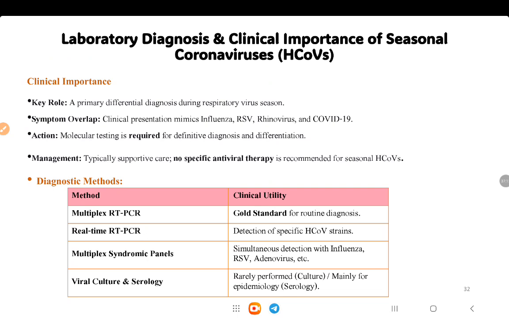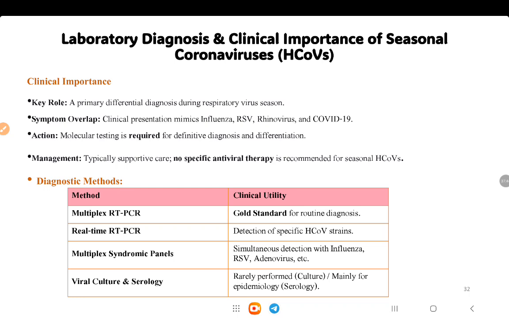How do we diagnose seasonal coronaviruses? Because the symptoms of all these viruses overlap, we cannot identify the virus by the symptoms, so we need to diagnose in the lab. The best diagnostic method is multiplex real-time PCR, which can detect a third respiratory virus in a single test. Real-time PCR can also detect the specific coronavirus strain. Most patients need supportive treatment.